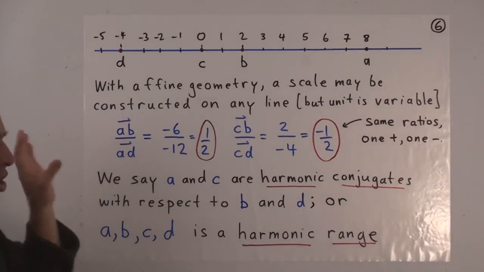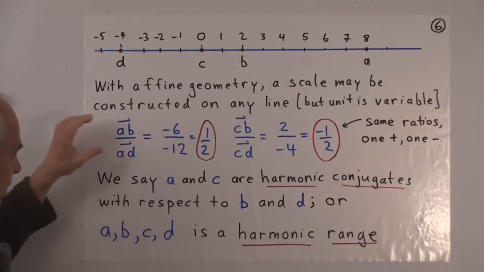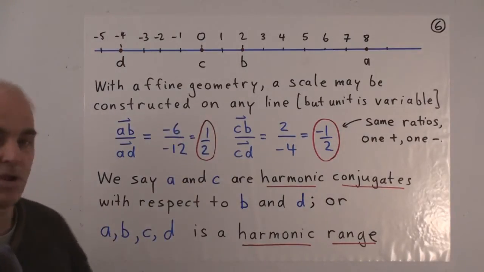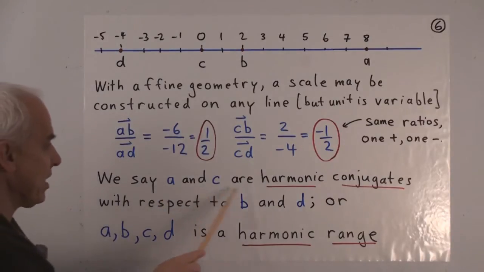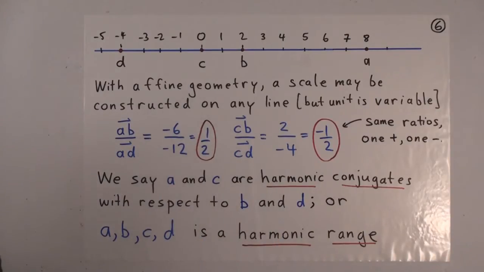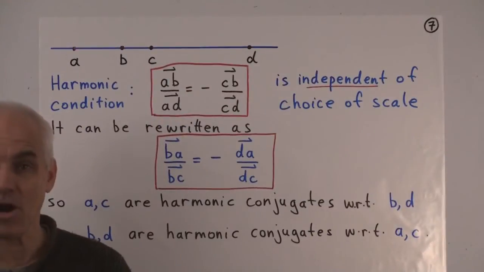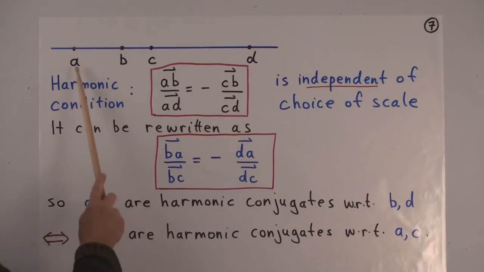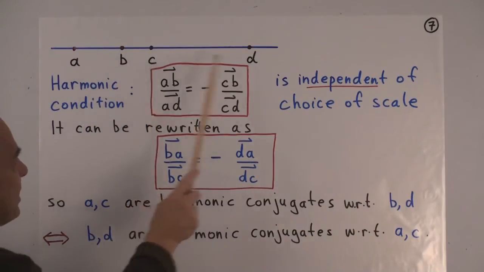So this is the situation of harmonic range or harmonic conjugates, that this ratio and this ratio are equal up to a minus sign. So we say that A and C are harmonic conjugates with respect to B and D. Or, equivalently, we say that the 4 points A, B, C, D, in that order, is a harmonic range. So here's that harmonic condition, that AB to AD equals minus CB to CD.